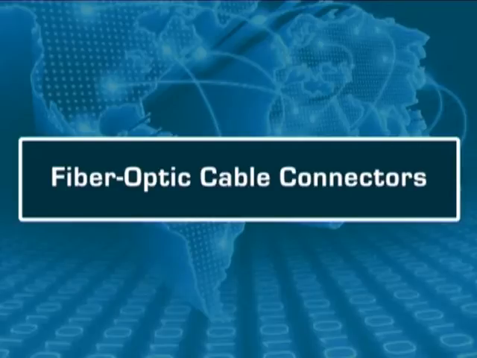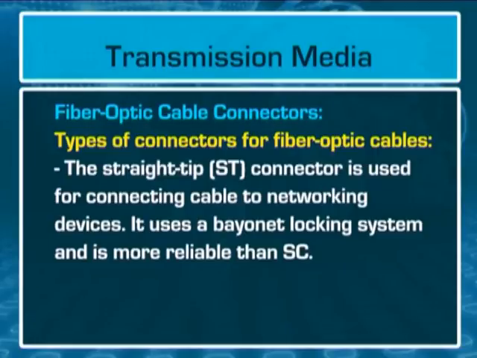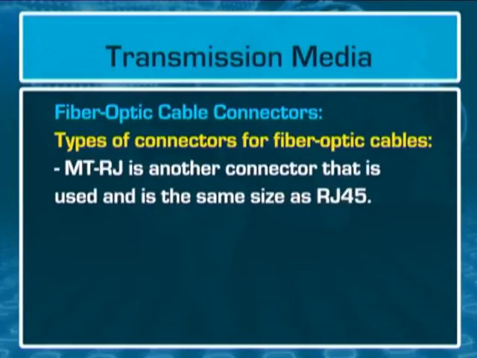Next is fiber optic cable connectors. There are three types of connectors for fiber optic cables. The subscriber channel connector is used for cable TV. It uses a push-pull locking system. The straight tip connector is used for connecting cable to network devices. It uses a bayonet locking system and is more reliable than SC. MT-RJ is another connector that is used and is the same size as RJ45.